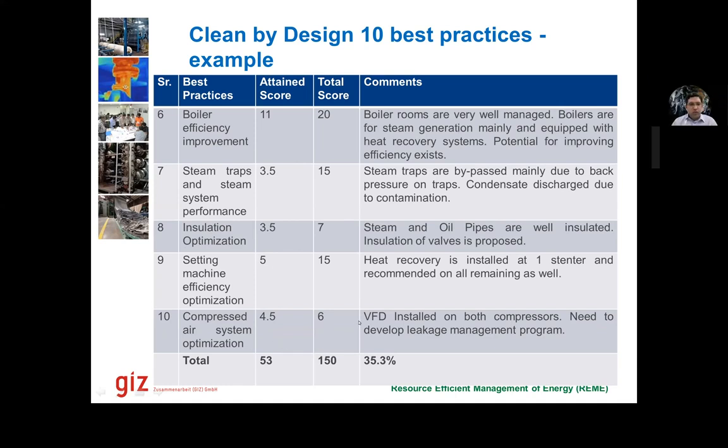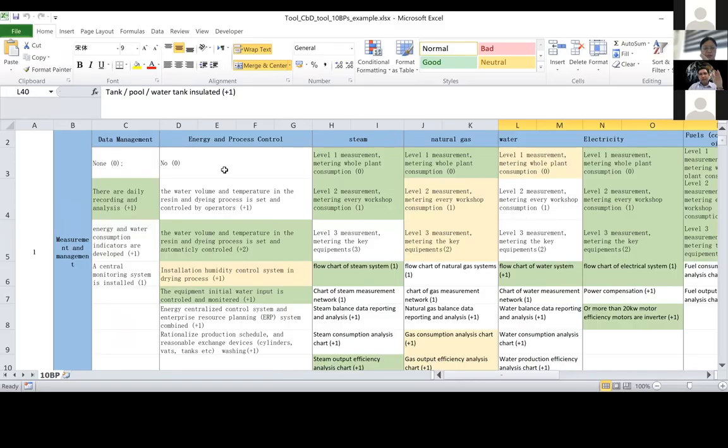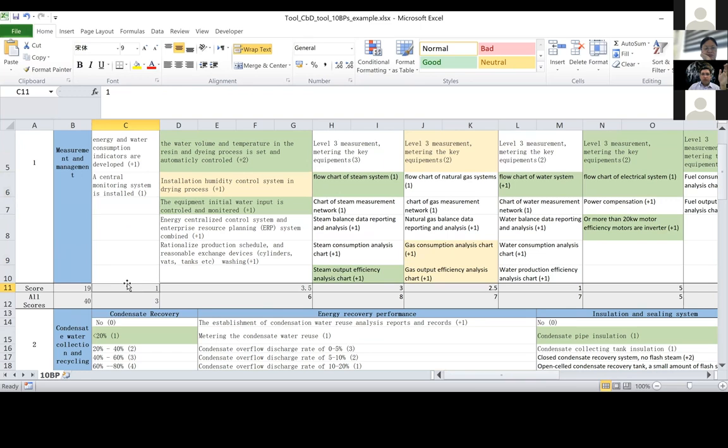So I will show you the tool quickly. We have different aspects under measurement of management. For example, the first aspect is data management. If they have no data management, I would highlight this cell. If this factory had daily recordings of analysis, they scored 1, but they did not develop the indicators for energy and water consumption, so they could not score this, and a central monitoring system was also not installed, so they scored only 1 point here.